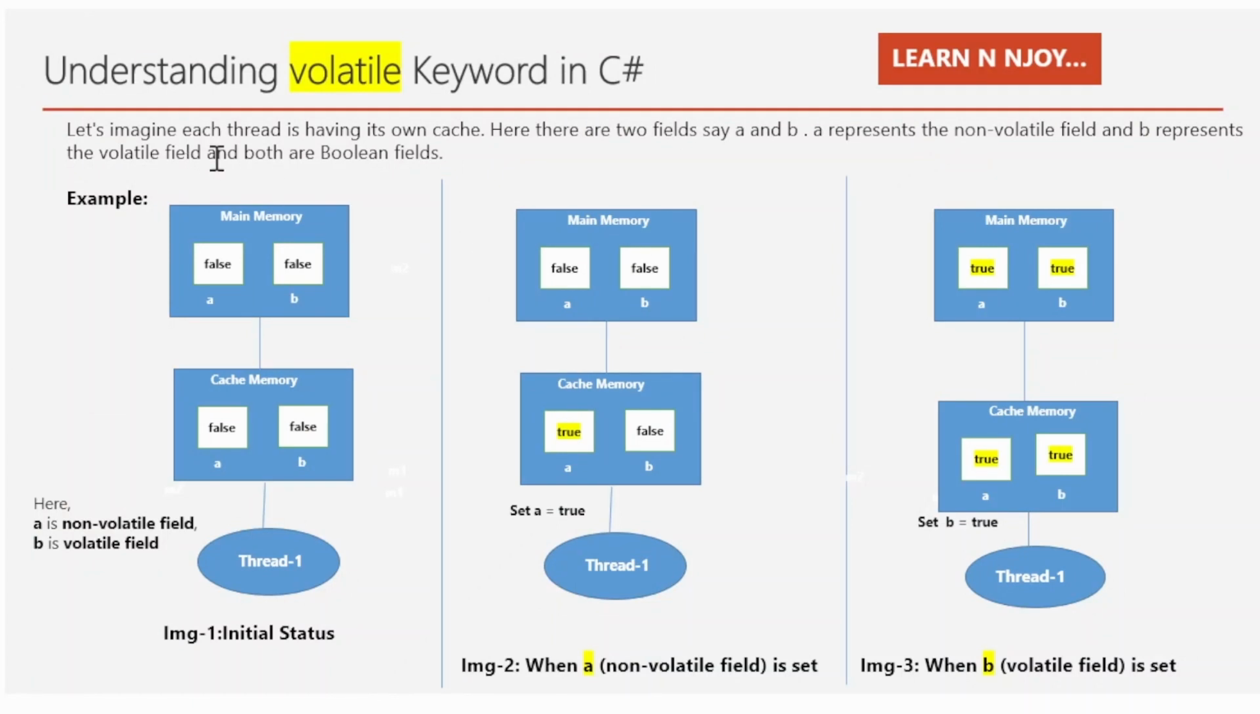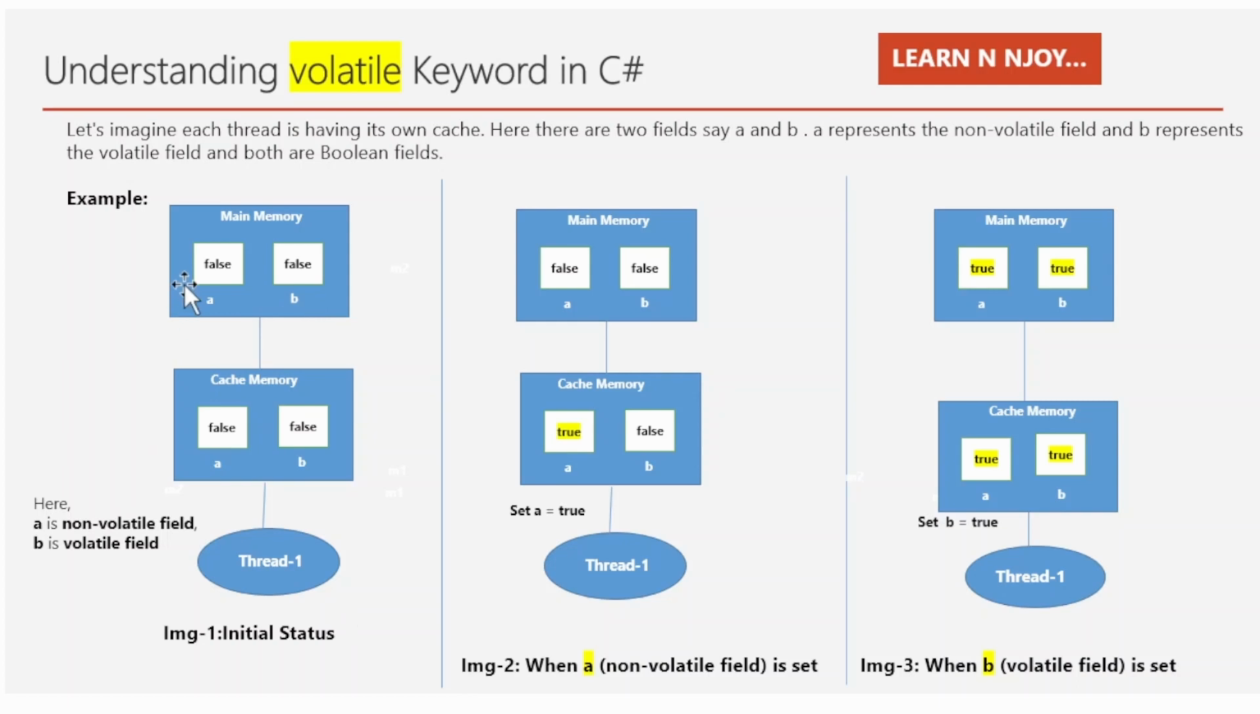Okay, so let's imagine each thread has its own cache. Let's say there are two fields, A and B. A represents the non-volatile field and B represents the volatile field, and both are of boolean data type. If you see the image shown here, there are three images: image 1, image 2, image 3. Image 1 is the initial status at the left side.